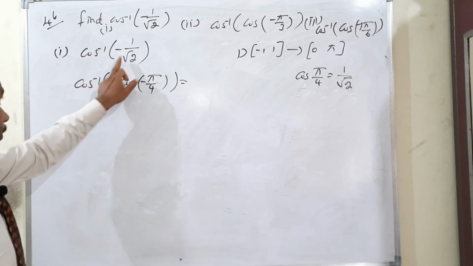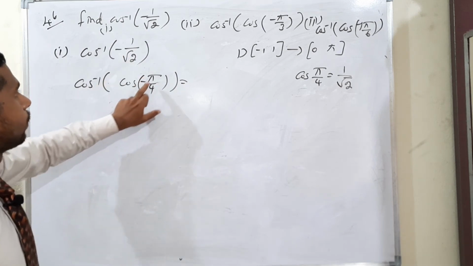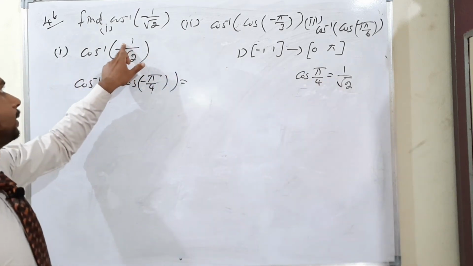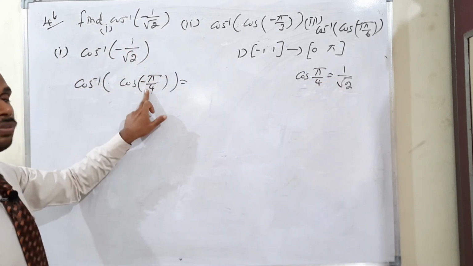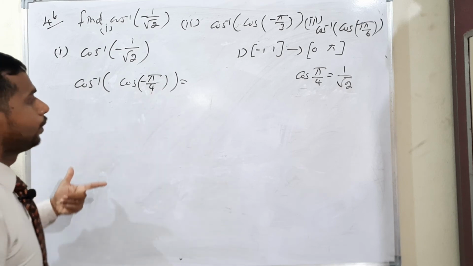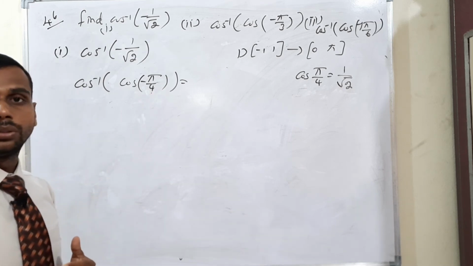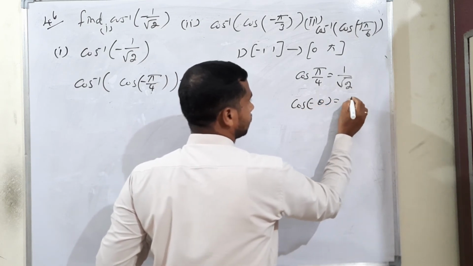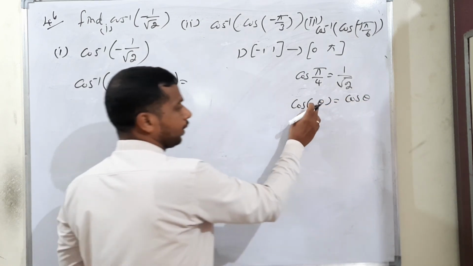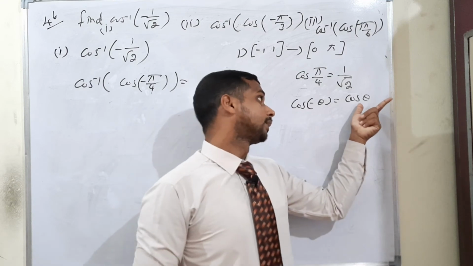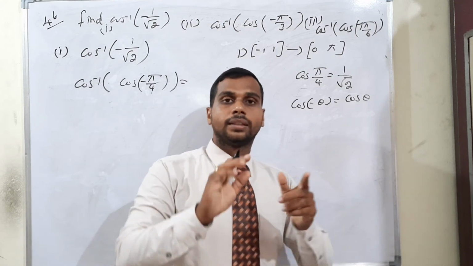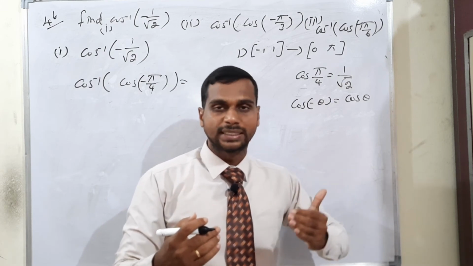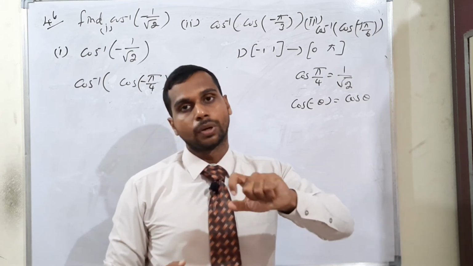Why am I writing cos of pi by 4? Already we know the cos pi by 4 value is 1 by root 2, but the minus sign is there, that's why I have written cos of minus pi by 4. So we know cos of minus theta is equal to positive cos theta. Why are we saying that? Cos of minus theta means 360 minus theta, which lies in the fourth quadrant. According to the all silver tea cup rule, cos is only positive in the fourth quadrant.